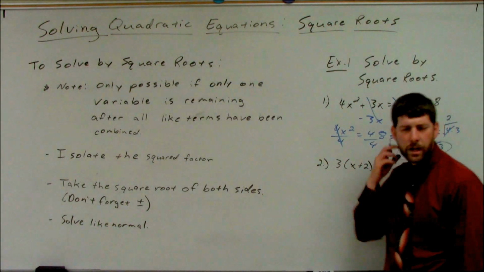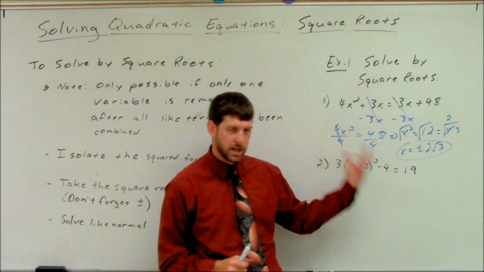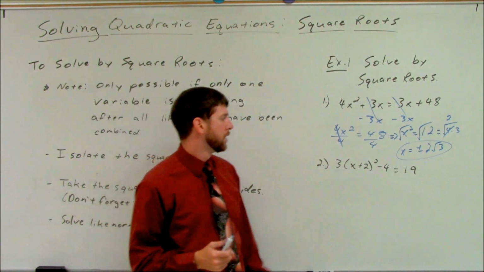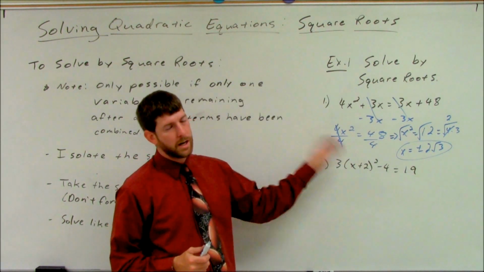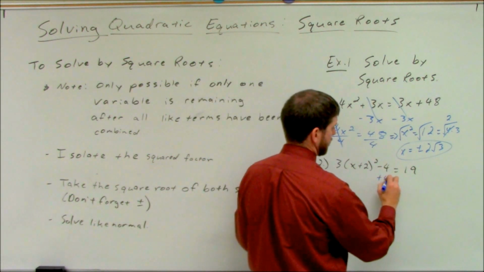Let's look at number 2. It's still a square roots problem, but it's presented in a little bit different manner because the x does not directly have a square on it. But let's look at it. If I want to start isolating my variable, moving things away from my variable, I'm first going to add my 4 over.